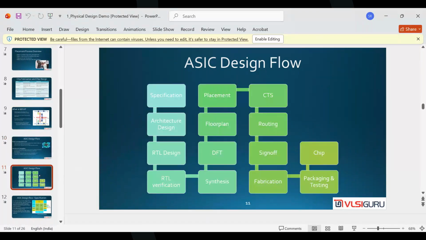Now what is ASIC design flow? How does the design cycle work? What is the first stage? The first stage starts from the specification. Like I said, what is specification? Specification is basically with respect to power, time, and area.